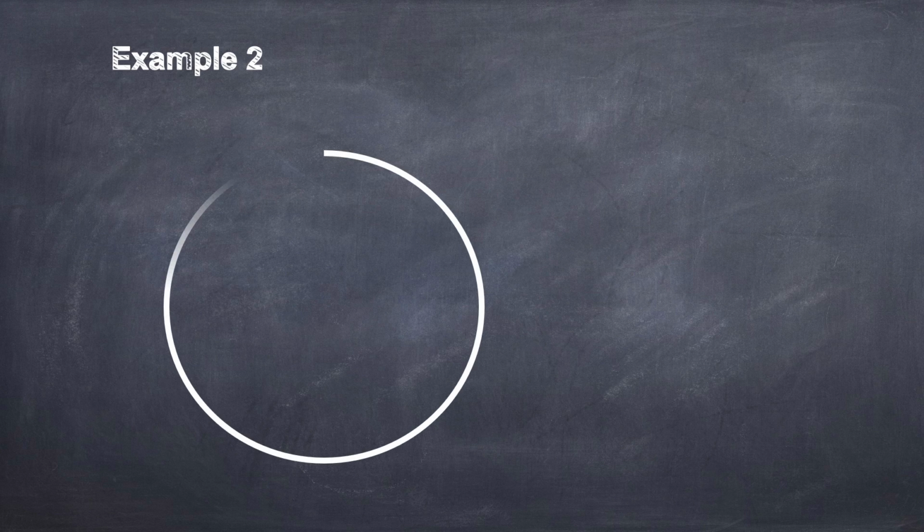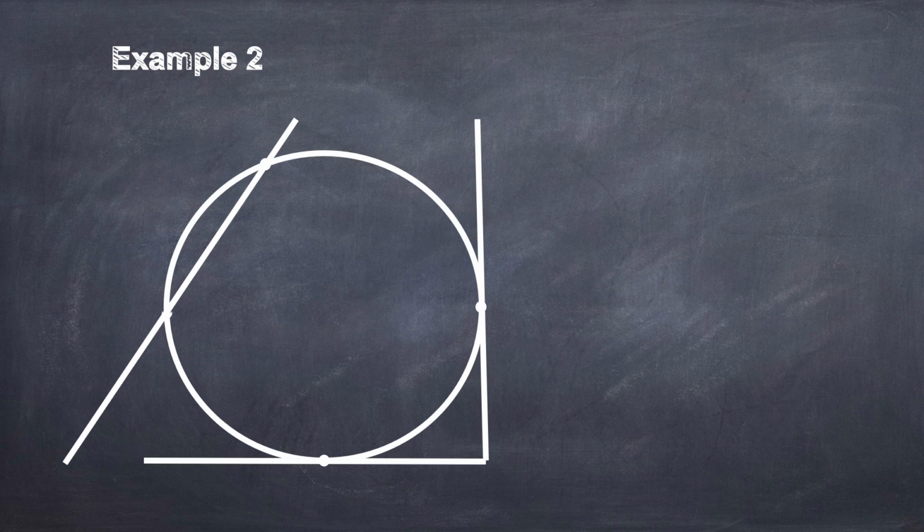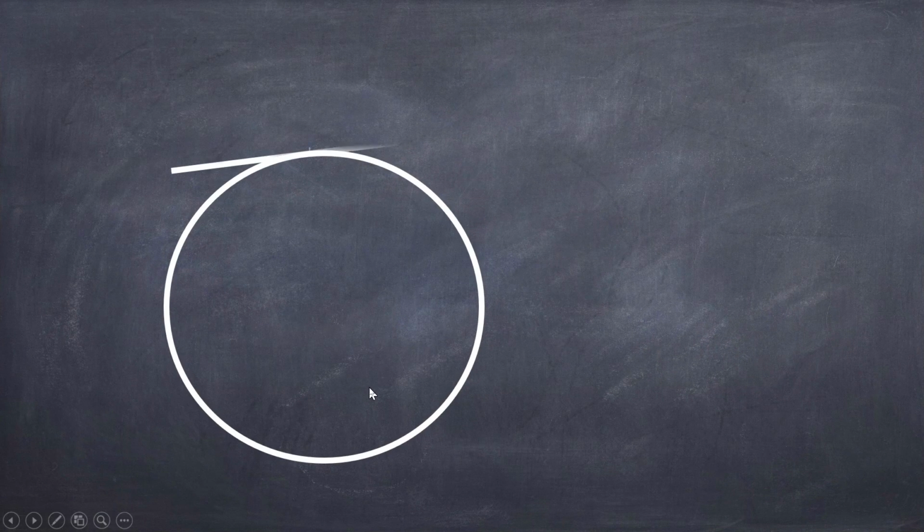Example 2. As you can see, there are three lines. These two lines are connected to each other, but it doesn't matter, because a tangent is a straight line that touches the circle at only one point. Therefore, this line is tangent. Same goes for this line. Okay, next.